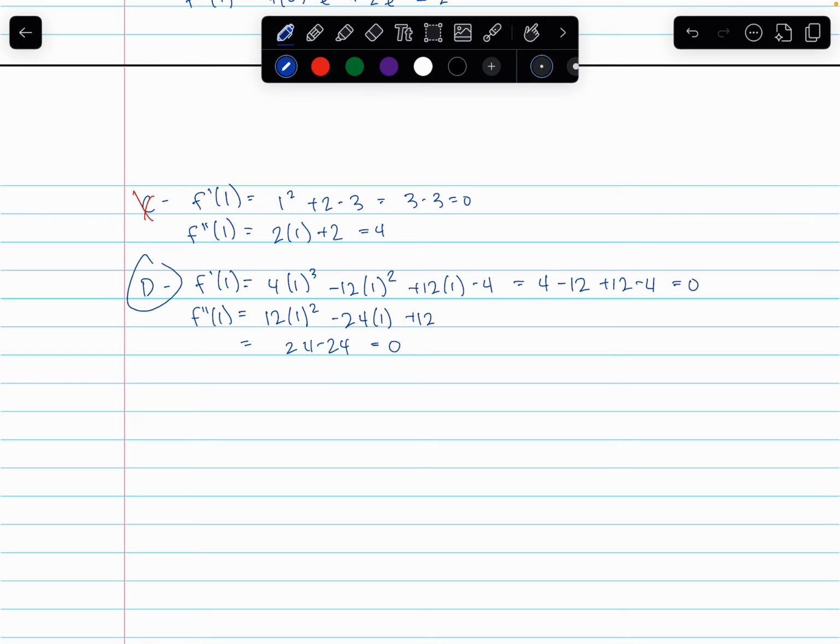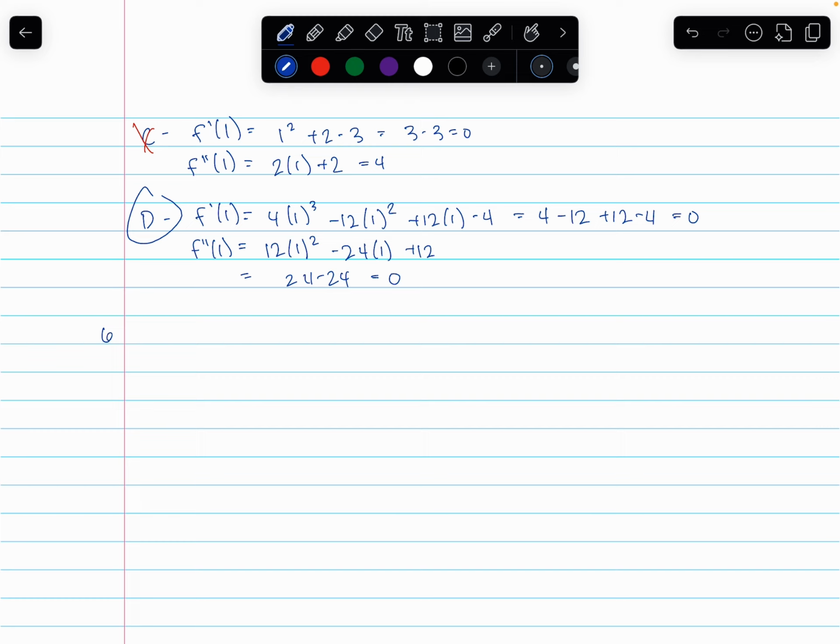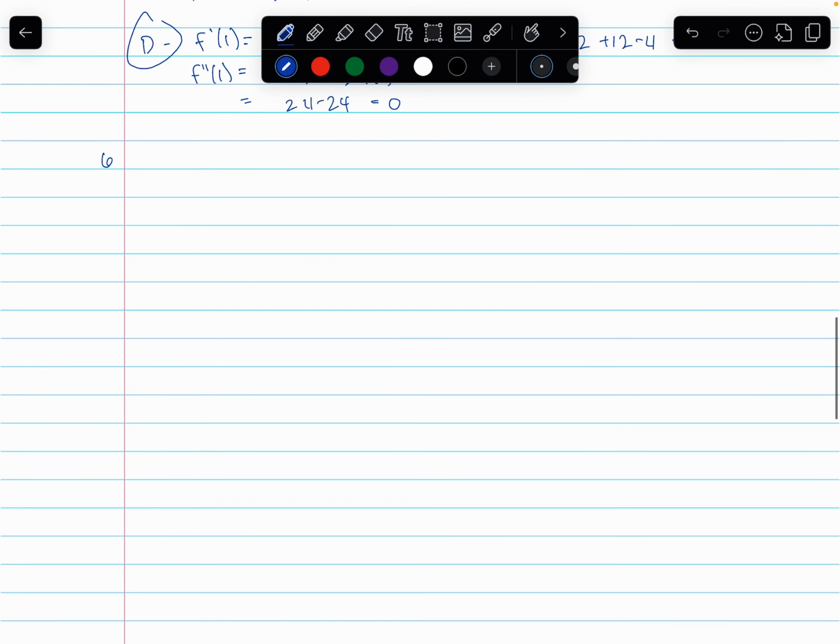Okay, and then one last question, question 6. For 6, we have the graph of f double prime. The second derivative of the continuous function f is shown on the interval from 0 to pi halves. On the interval, f has only one critical point, which occurs at x equals pi 16th. Which of the following statements is true about the function f on the interval from 0 to pi halves?